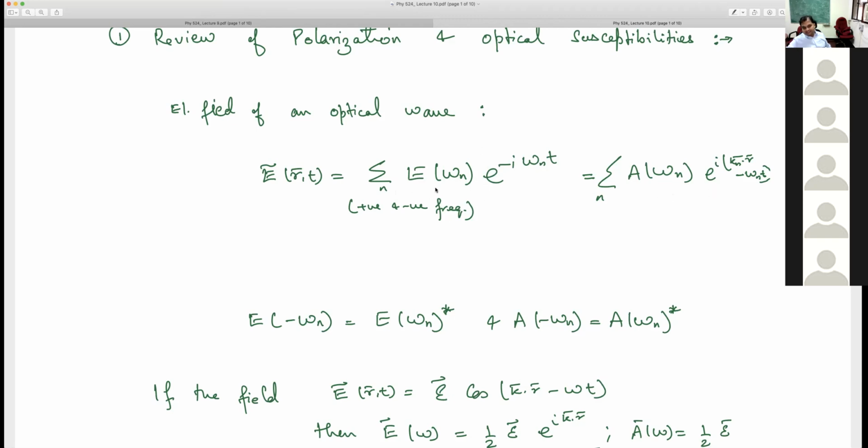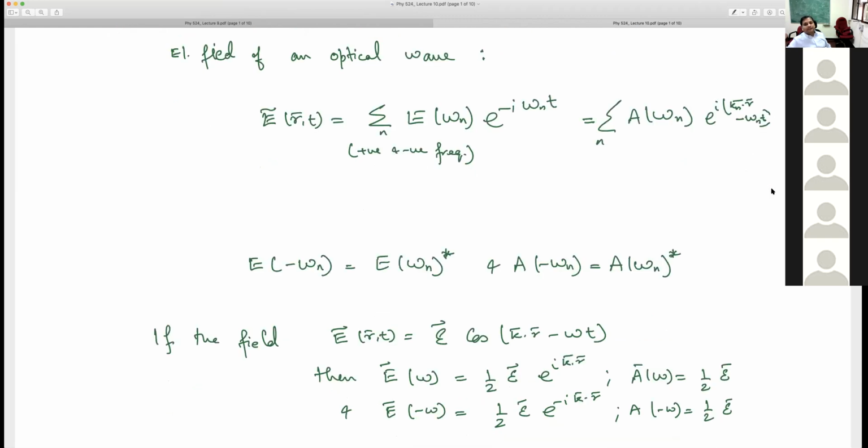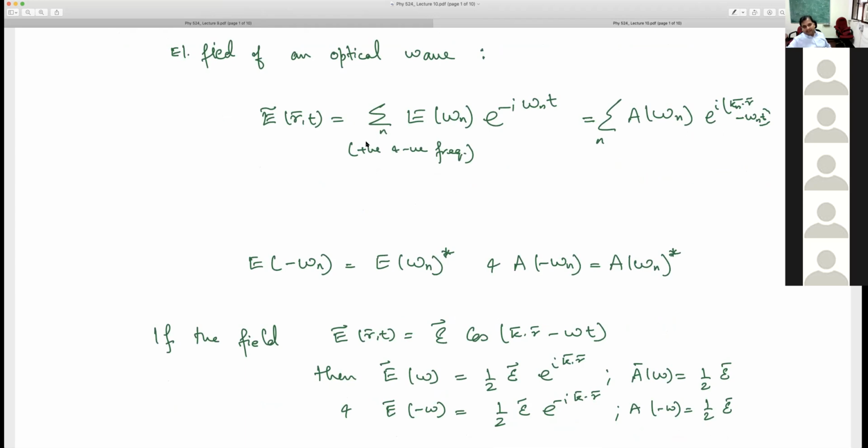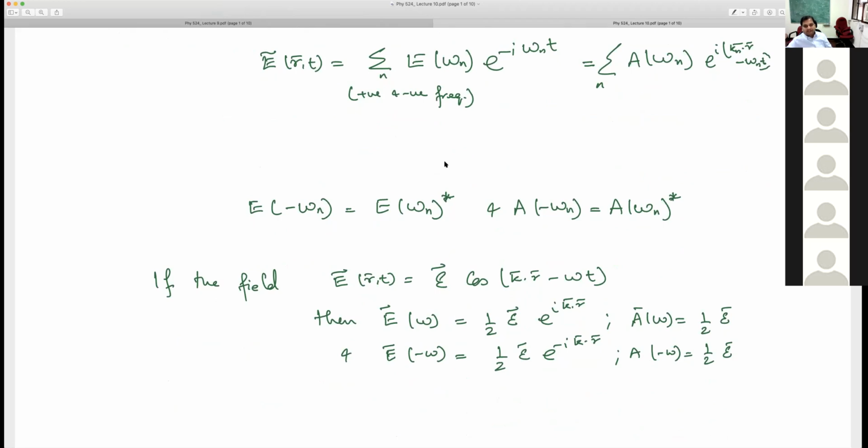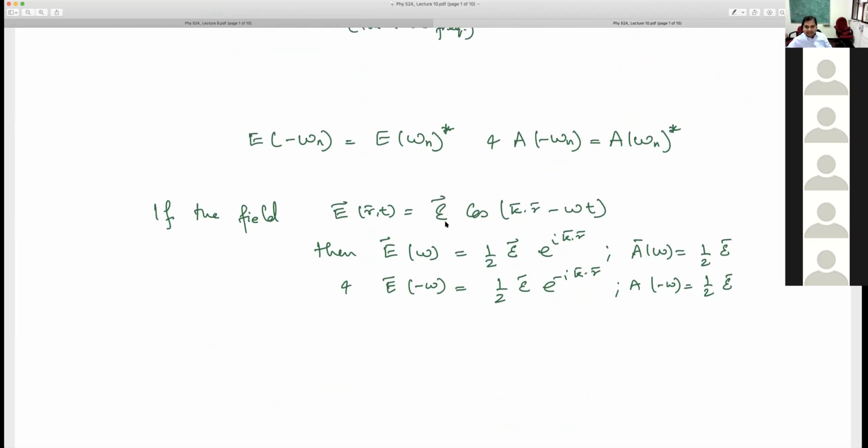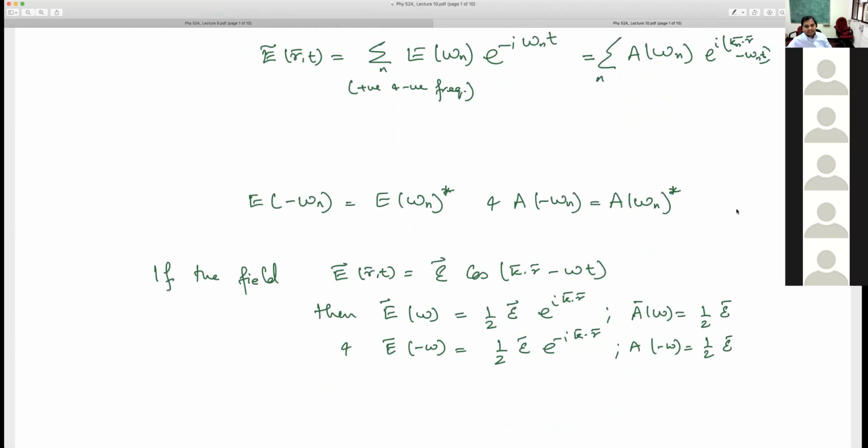So either I can write it E omega n, which will have an R dependence explicitly, times e to the power minus, or I can write it in terms of A omega n, which will not have an R dependence, and it will have e to the power i (k_n r minus omega_n t), basically, right? And n can be more than one component, and of course for each component it will have plus and minus frequencies also. So that is important. Okay. Then of course, if you want this to be real, then E of minus omega n has to be E omega n complex conjugate, and the same for the A_n notation, etc.